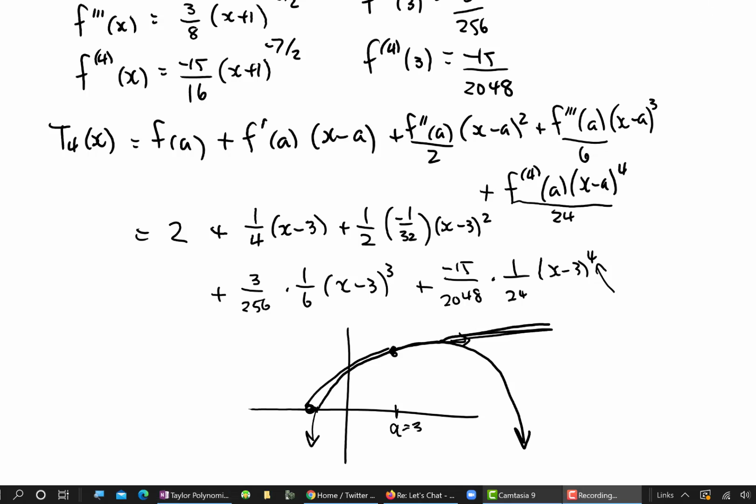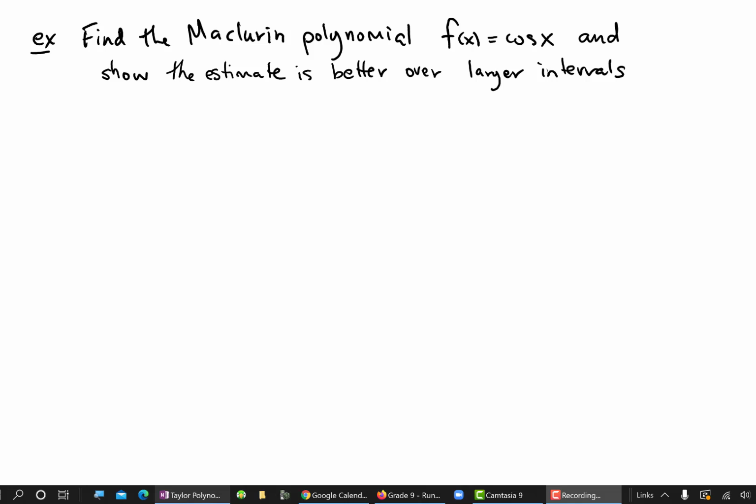Let's try another one. We'll try a Maclaurin polynomial, just so you can see how it's similar and different. So let's take a look at this question. Let's see if we can find the Maclaurin polynomial for f of x equals cos x, or find the polynomials for this, and then show that the estimate gets better and better over larger intervals. So let's just draw a sketch of f of x equals cos x.